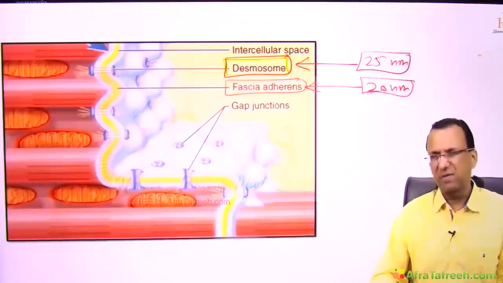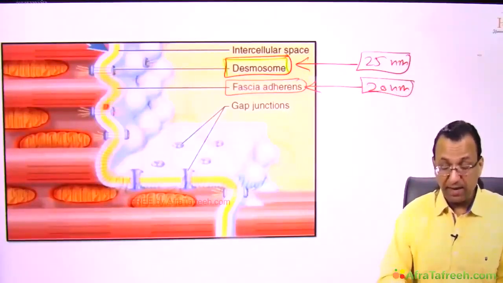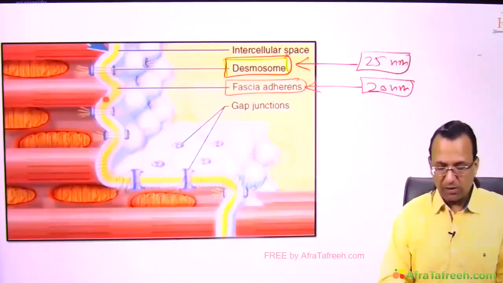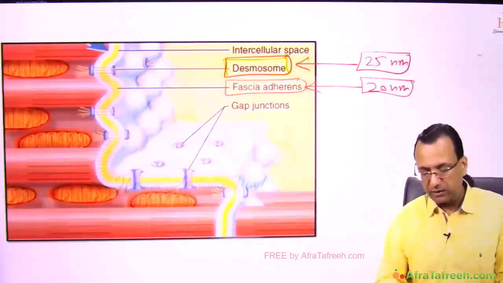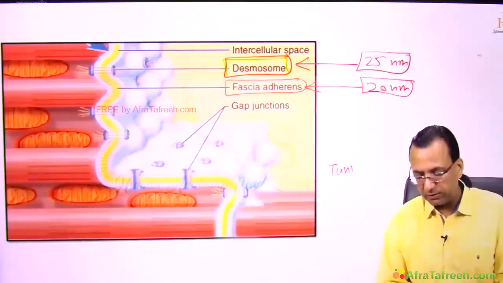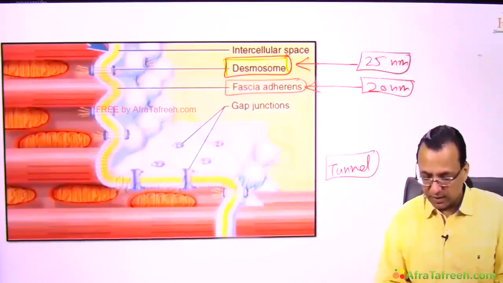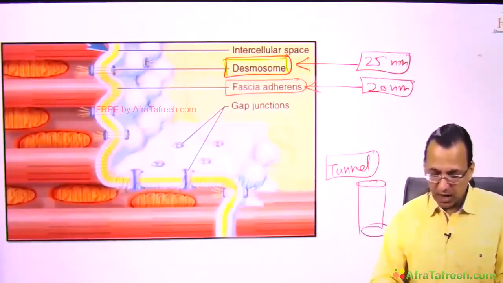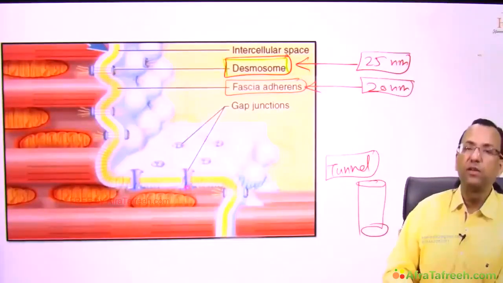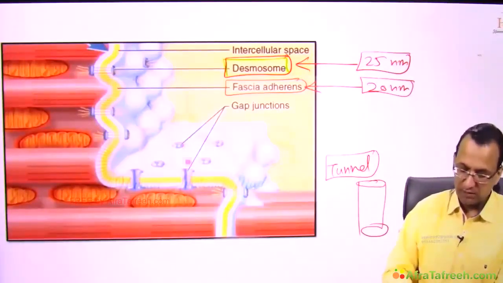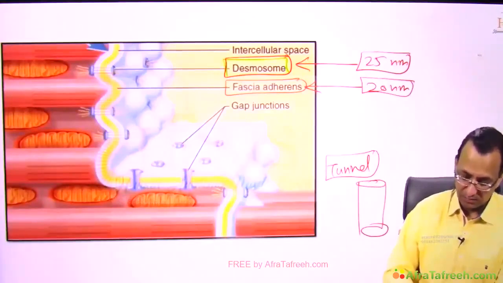What are you talking about? The intercellular gap. This is one cell, this is the other cell, this is the gap. And what is the gap at the level of gap junction itself? Gap junction is like a tunnel between two cells. And why do you need a tunnel between two cells? For the passage of molecules, ions. You can pass the molecules and ions through this tunnel.